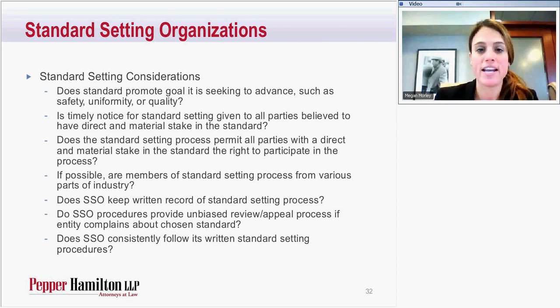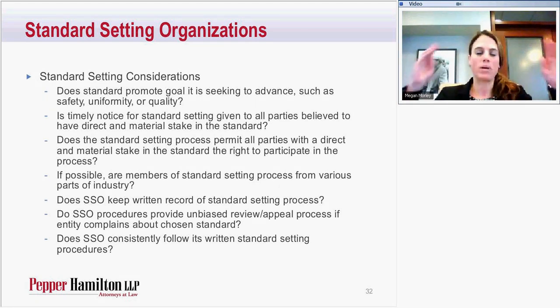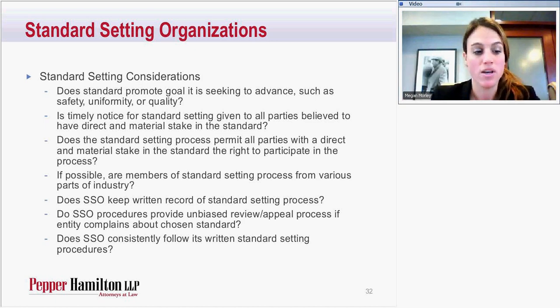Next, timely notice for the standard setting should be given to all parties believed to have a direct and material stake in the standard. Big picture, to help prevent any allegations that the standard setting process violated the antitrust laws, it really should be about openness and fairness in the process. Therefore, notice should be given to those people or companies that have a stake in this standard, and that can be different parts of the distribution chain. For instance, going back to a construction standard, that can be the contractors, the equipment manufacturers, and the distributors in between. There are lots of individuals in a distribution chain who might have a stake in a standard, and notice should be given to all to be able to get involved in the process if they choose.